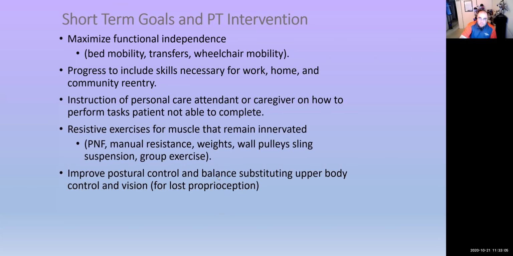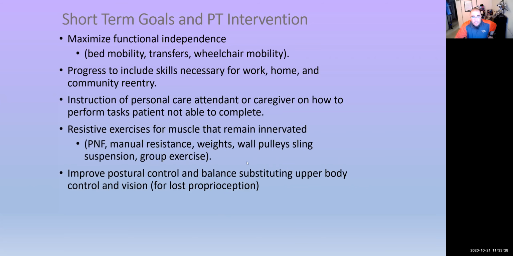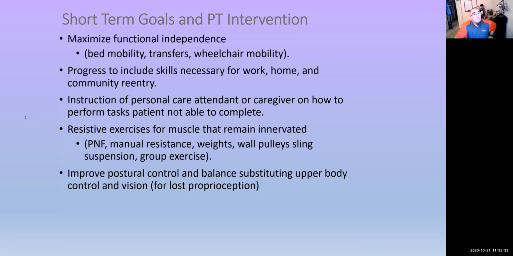Need to improve postural control if they have it, and substitute balance by using upper body control. If I lack my core control, I may have to use my arms for core control, right? And if I lack core control, that means I also lack proprioception. So that means I need to use my vision to tell me when I am doing motions. So you've got to think about that when you're working with the patient.